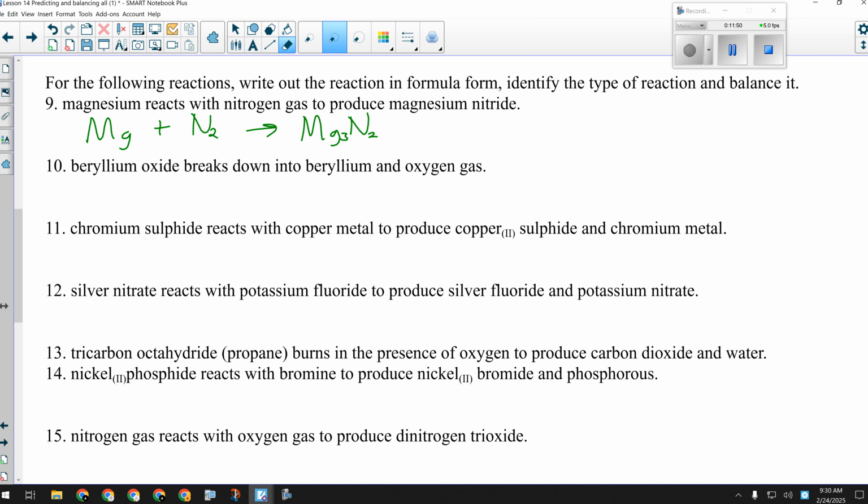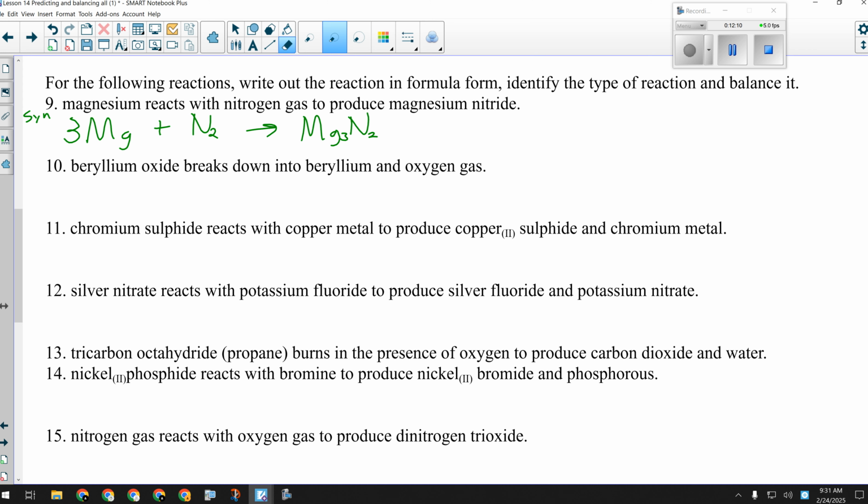Yeah, it's a synthesis reaction. Okay, and then we've got to balance it. Looks like nitrogen's already good, 2 and 2. What needs to go here? A 3, yeah. There's 3 magnesiums on the other side, so I've got to put a 3 there. Okay, now the reaction is balanced.